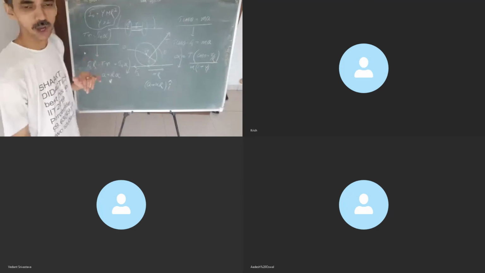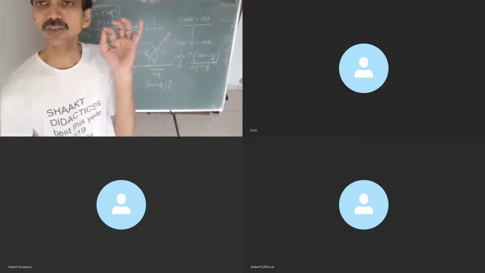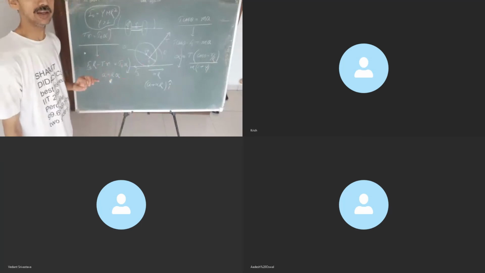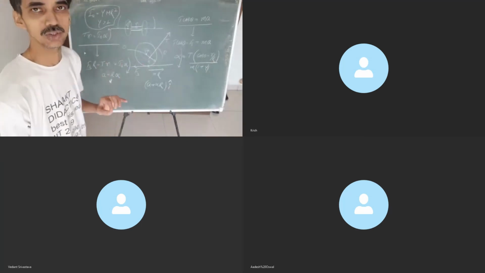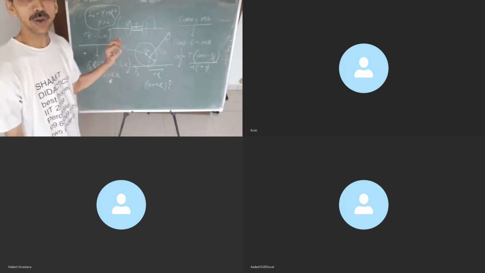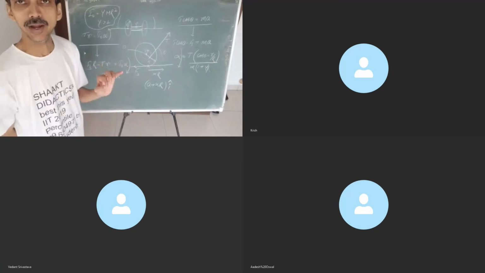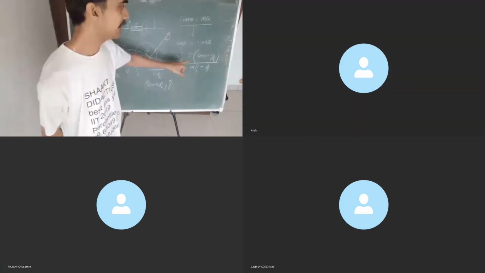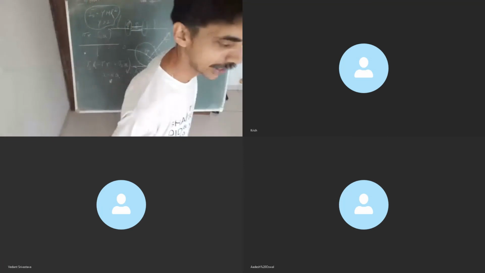clockwise, anti-clockwise, and zero values. When will the equation of alpha get you clockwise values? When cos theta is greater than small r by capital R. Agreed?